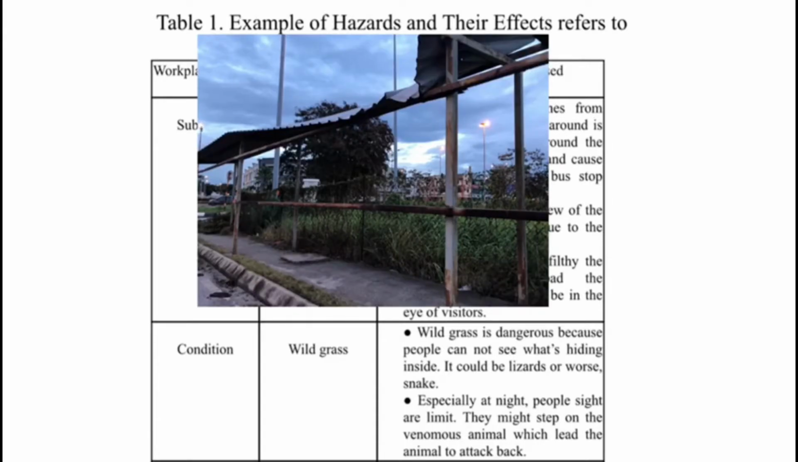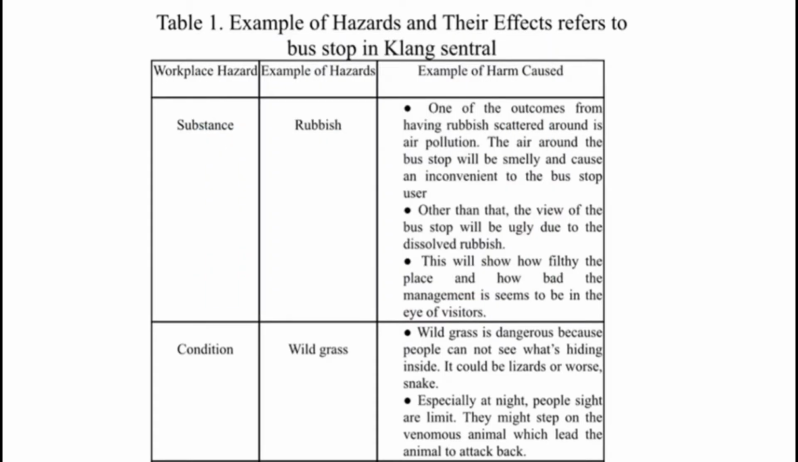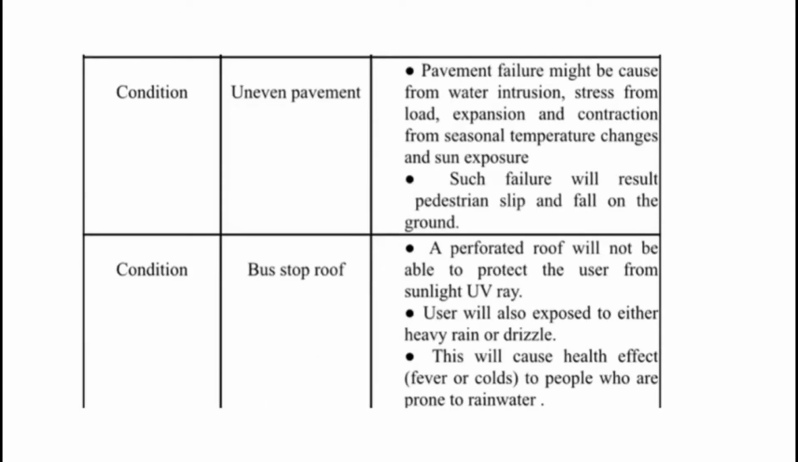Second hazard is wild grass. Wild grass is dangerous because people cannot see what's hiding inside. It could be lizards or worse, snakes. Especially at night, people's sight is limited. They might step on the venomous animal, which leads the animal to attack back. Third, uneven pavement. Pavement failure might be caused by water intrusion, stress from load, expansion and contraction from seasonal temperature changes, and sun exposure.